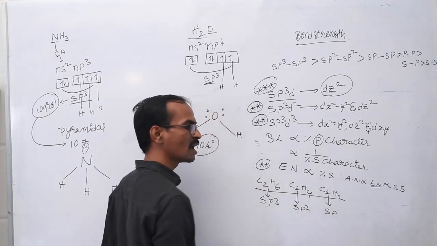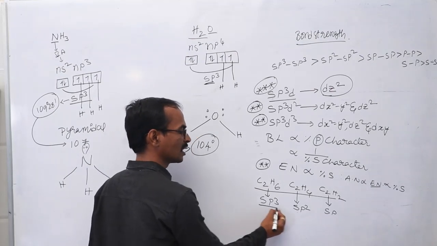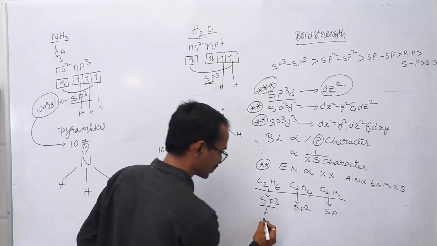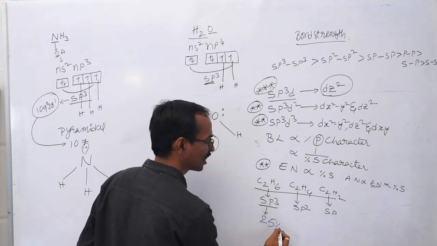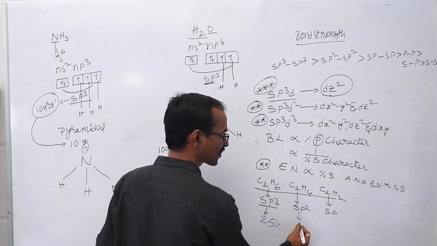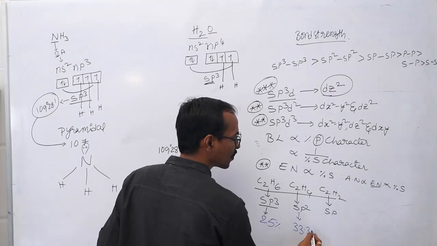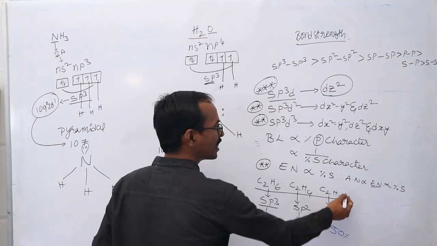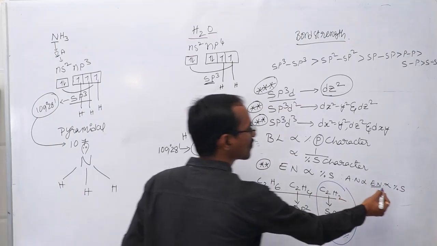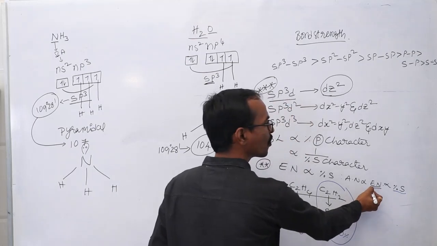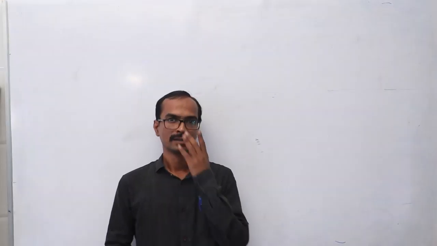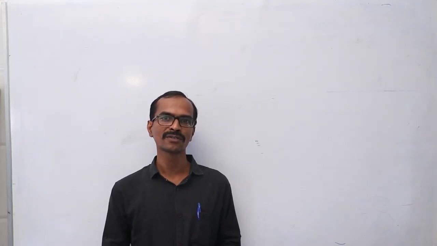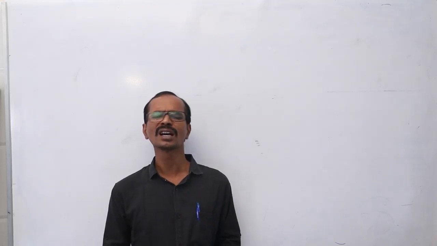If we come to the percentage of s character, in sp3 the percentage of s character is only 25%. Here it is 33.33%. Here it is 50%. So acetylene has the most percentage of s character, so it has more electronegativity. So acetylene, right friends. Another important question is to find the number of pure and hybrid orbitals in the given molecules.